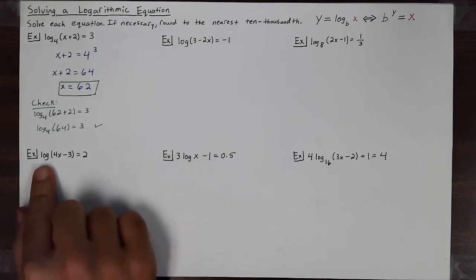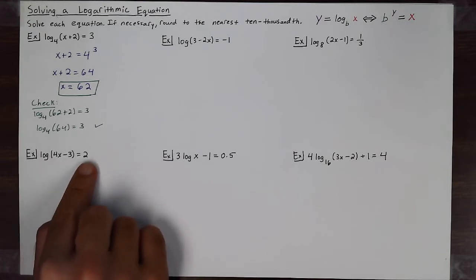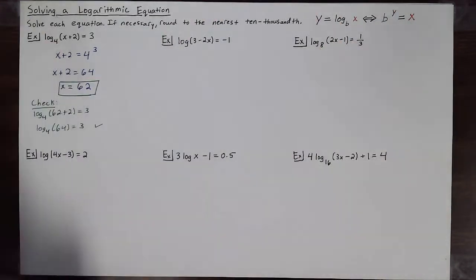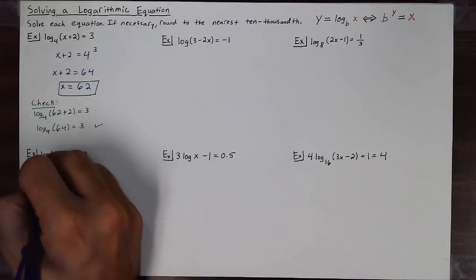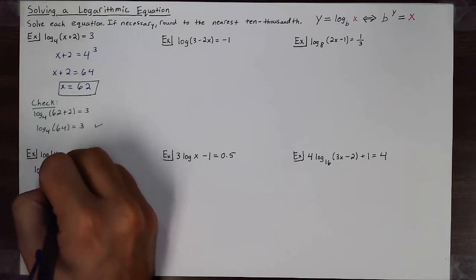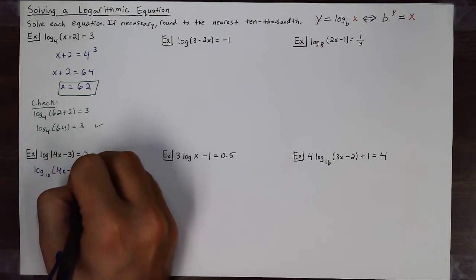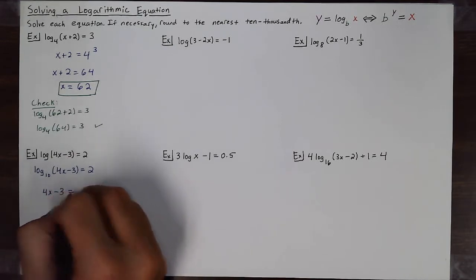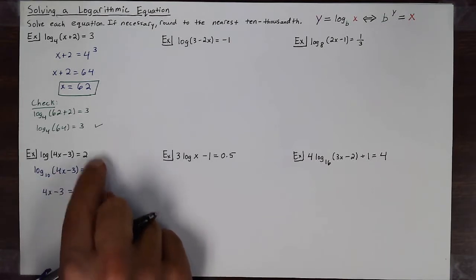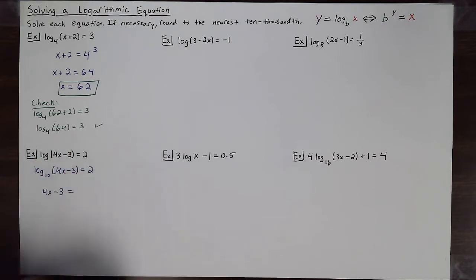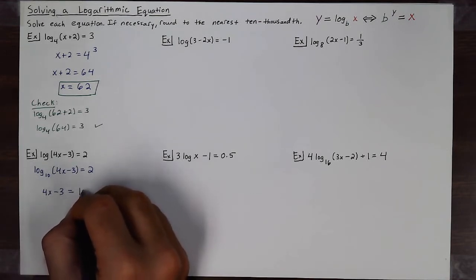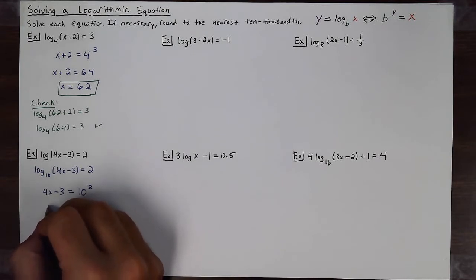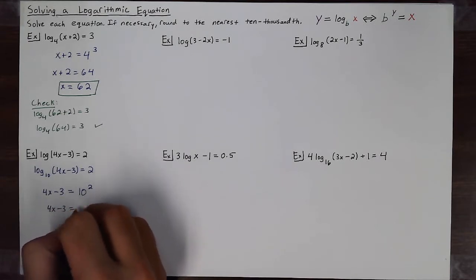Here we have log of 4x minus 3 is equal to 2. Now I don't see a base here, so it's going to be very hard to switch it to its exponential form. If you don't see a number, that's assumed to be log base 10. So this can be rewritten as 4x minus 3 is equal to 10 to the second power. Again, a log is equal to the exponent. So 4x minus 3 is equal to 10 squared, which gives me 4x minus 3 is equal to 100.